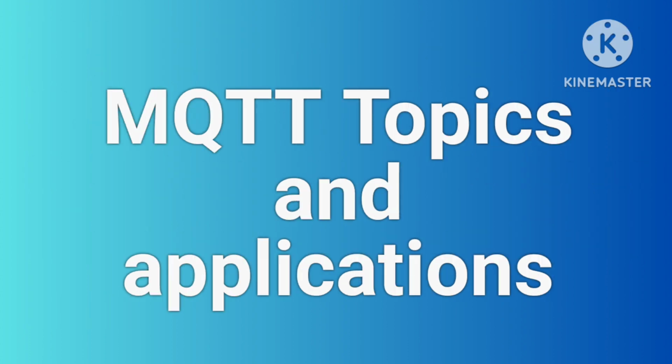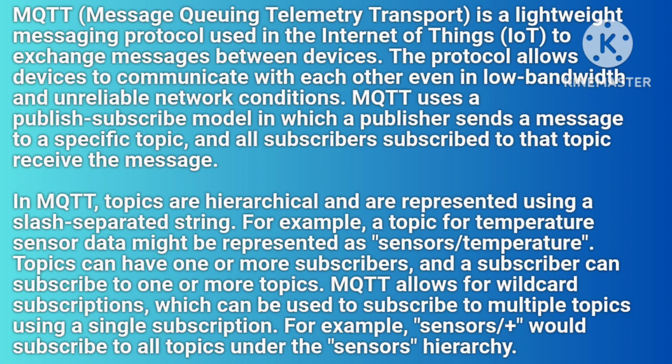MQTT topics and applications. MQTT, Message Queuing Telemetry Transport, is a lightweight messaging protocol used in the Internet of Things, IoT, to exchange messages between devices. The protocol allows devices to communicate with each other even in low bandwidth and unreliable network conditions. MQTT uses a publish-subscribe model in which a publisher sends a message to a specific topic, and all subscribers subscribed to that topic receive the message.